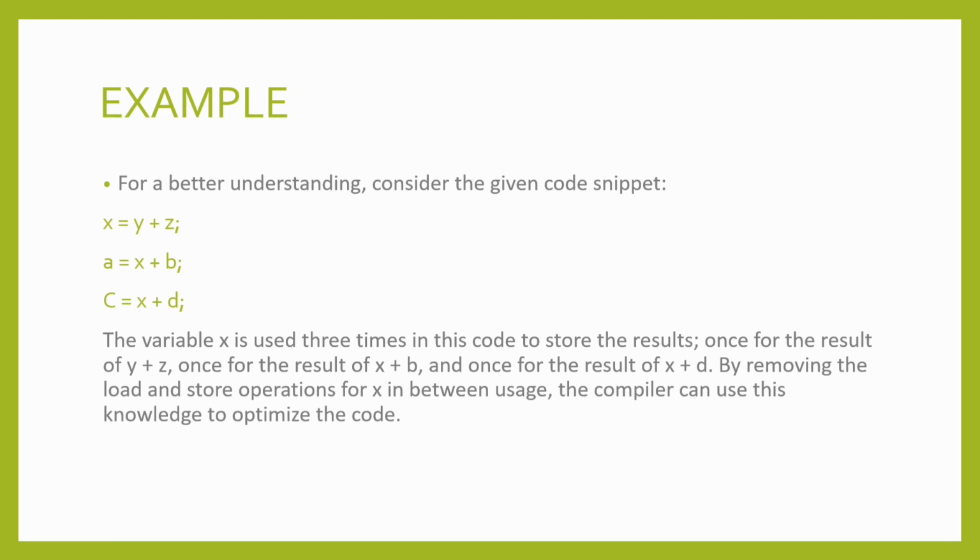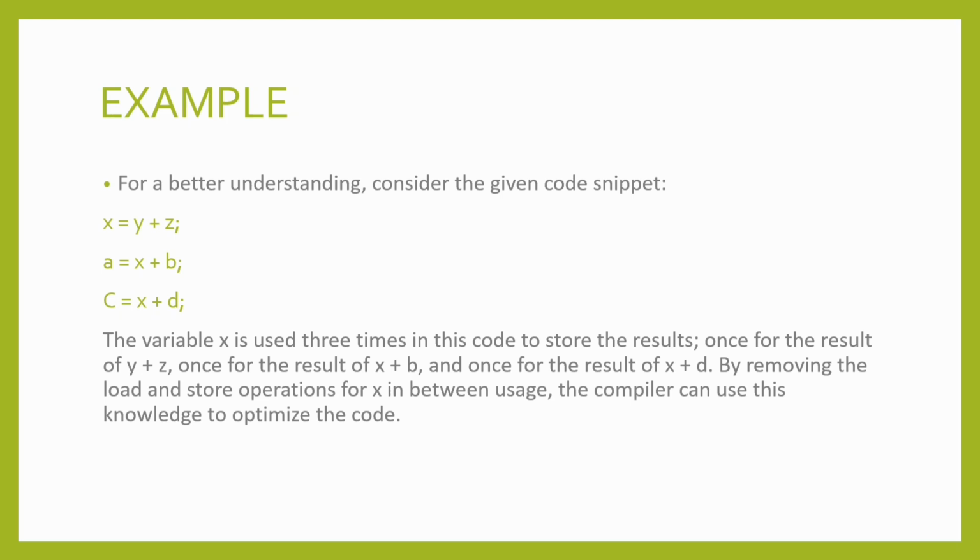For example, use next use information. For better understanding, consider the given code snippet: x = y + z, a = x + b, c = x + d. The variable x is used three times in this code to store results. Once for the result of y + z, once for the result x + b, and once for the result x + d.